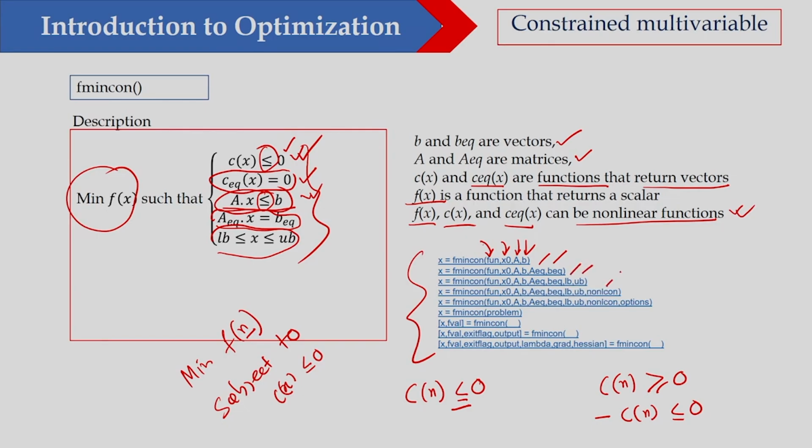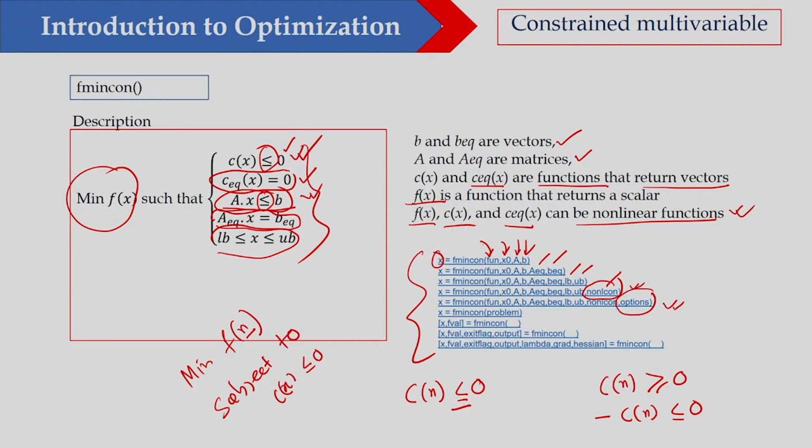And if you have non-linear inequality constraint and equality constraint, then you have to write a function for the non-linear constraint. So, that you have to do, and if you want to put the option, that you can put the option.